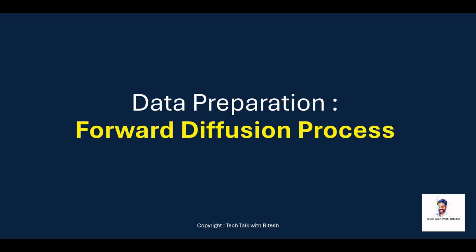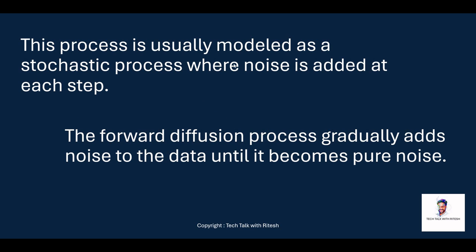First we do the data preparation, which is the forward diffusion process. This process is usually modeled as a stochastic process where noise is added at each step. The forward diffusion process gradually adds noise to the data until it becomes pure noise. For example, there is an image, and you will add noise to it. We'll keep on adding noise until it becomes pure noise. It is not even distinguishable. It is not visible at all.